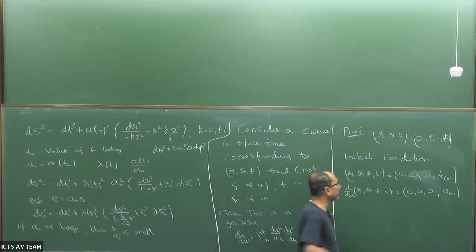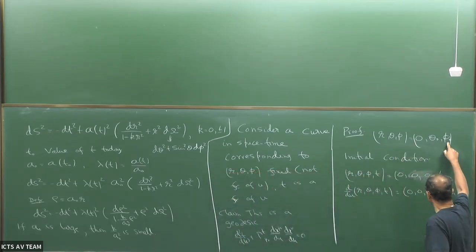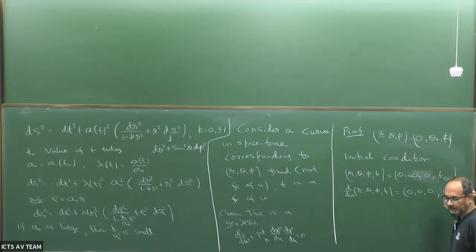Here I have taken theta naught, phi naught, but at the origin it really doesn't make a difference which value of theta naught, phi naught you take. So I'm just taking this to be 0, 0. At the origin, all values of theta naught, phi naught describe the same point, because it's the origin of the polar coordinate system, the r, theta, phi.